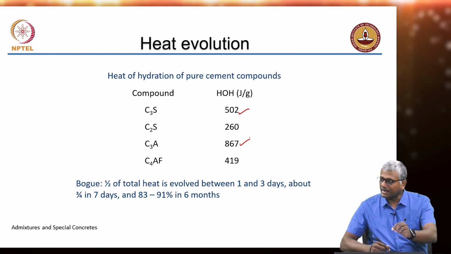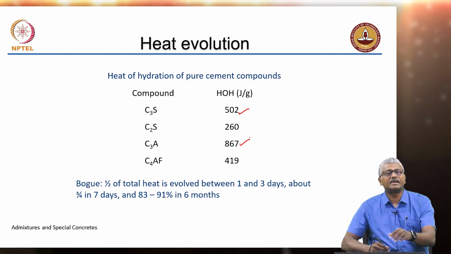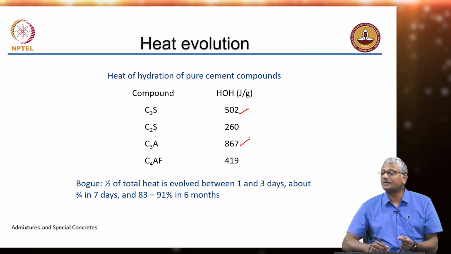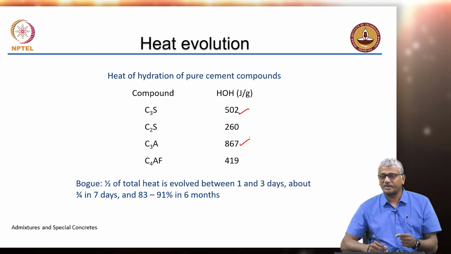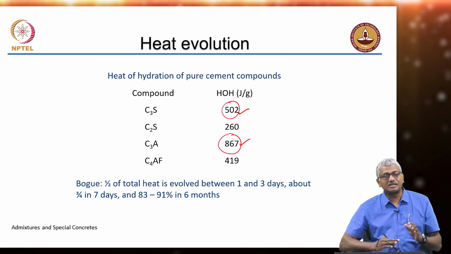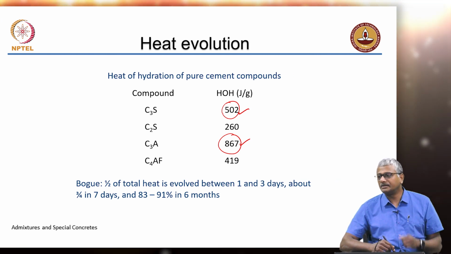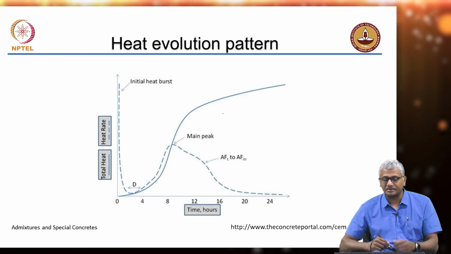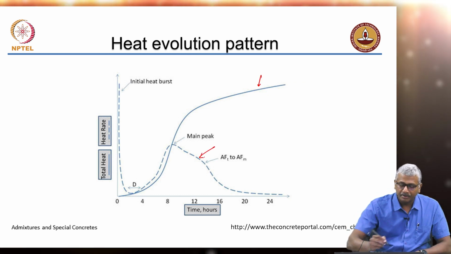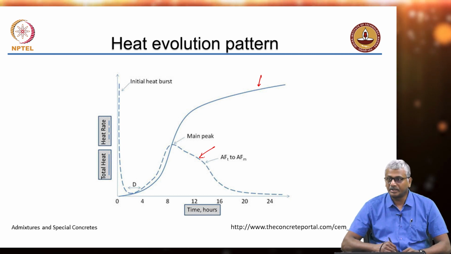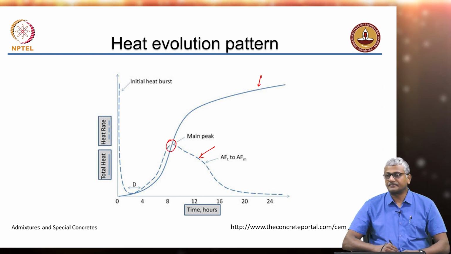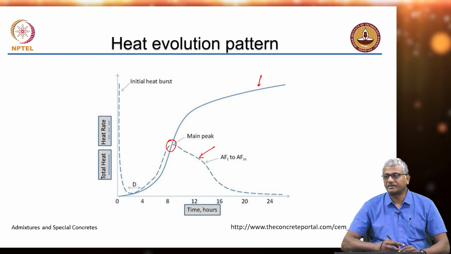This also has to be looked at from a different perspective. What is the rate of this heat evolution? Okay, 1 gram can release 500 joules, but at what rate? And that is where it is even more important to understand that C3A and C3S can liberate a significant rate of heat in the early stages. And for that we need to understand the heat evolution pattern, not just from the total heat, but also from the rate of heat evolution, okay, rate of heat evolution. So, this peak rate is of great significance.